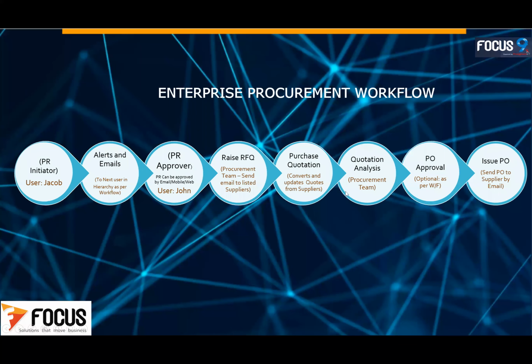Hi, this is a quick video on enterprise procurement workflow on Focus9 platform. Well, the process lifecycle starts with the PR, purchase request or a material requisition, followed by an approval by email or on a mobile. Subsequently, you have approved PRs, procurement team getting into action and raising the request for quotation to suppliers.